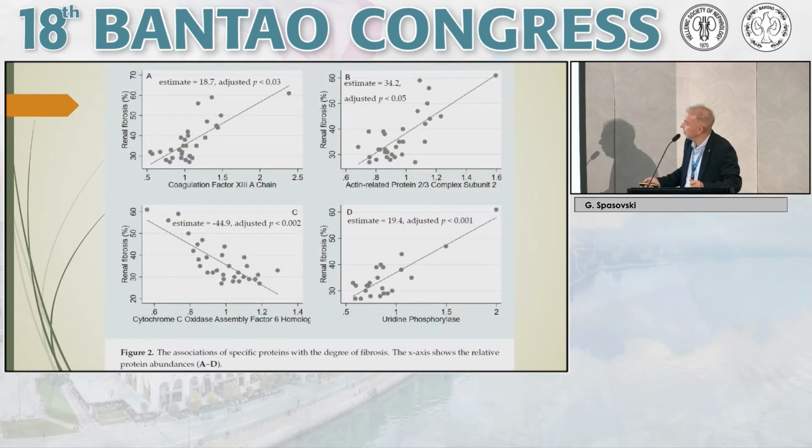And here you see the association, the correlation with the renal fibrosis based on biopsy histology, with coagulation factor 8, with actin-related protein, with uridine phosphorylase, and finally cytochrome C oxidase, which is in the reverse order.